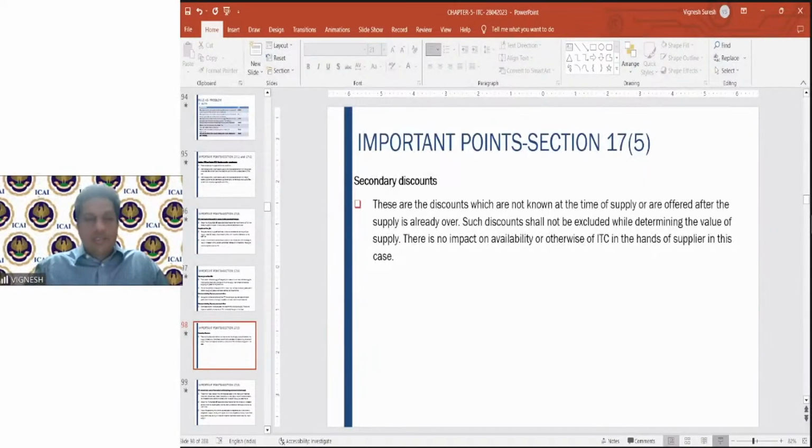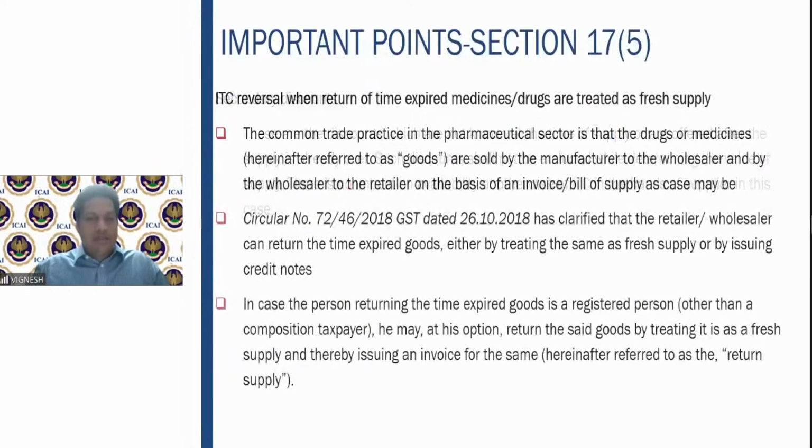Now we come to a second clarification which was given with regard to ITC reversal with regard to time expired medicines or drugs. This clarification primarily speaks about the pharmaceutical sector. So in the pharmaceutical sector, what happens? The manufacturer sells the drugs or the medicines to the wholesaler. And once it comes to the wholesaler, the wholesaler sells it to the retailer based on the invoice or the bill of supply, as the case may be.